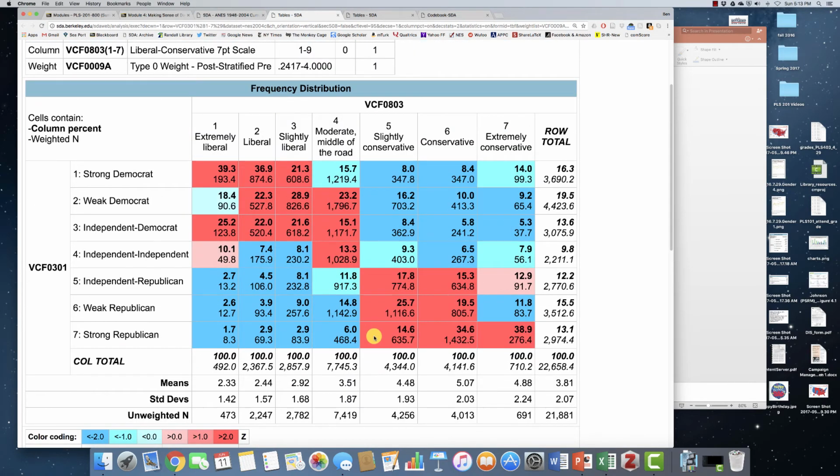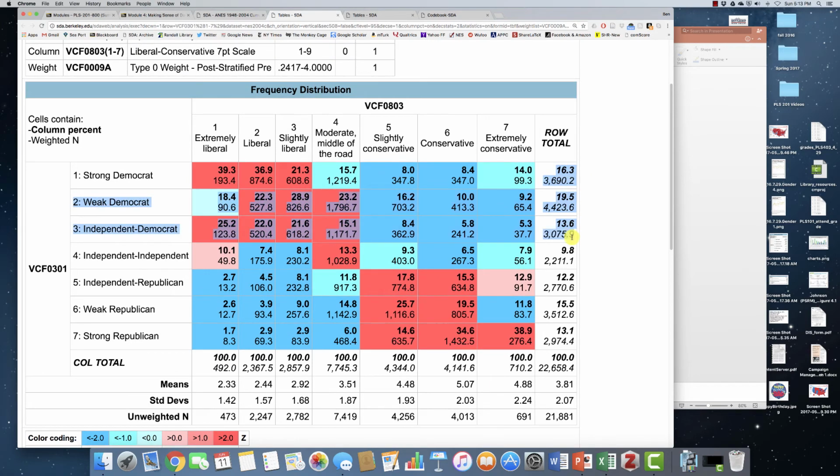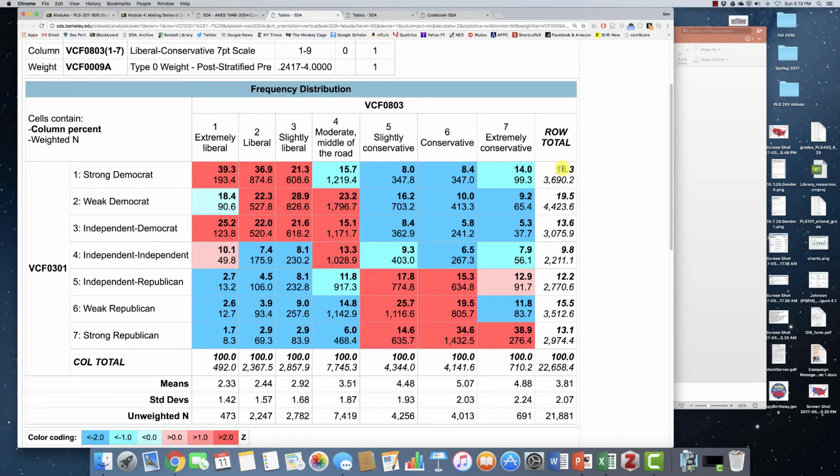But what does it mean? What this chi-square is telling us goes back to these rows here. So this row is what we expect. We expect that 16.3% of all people consider themselves strong Democrats. 13.1% of all people consider themselves strong Republicans. And then you can go through each of these rows and do the same thing for each of these categories.